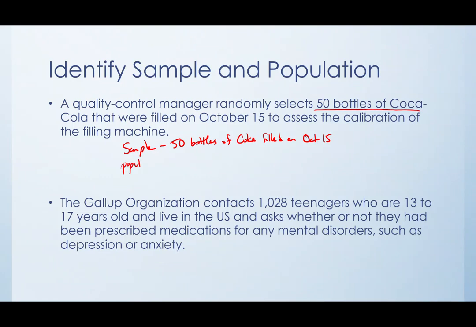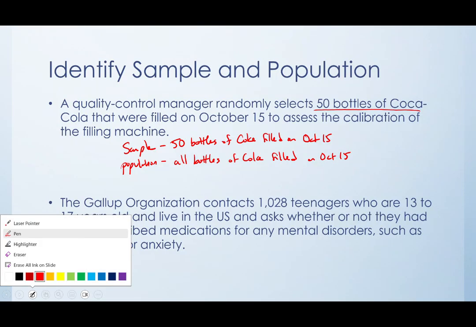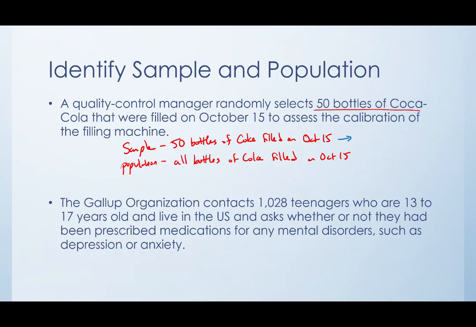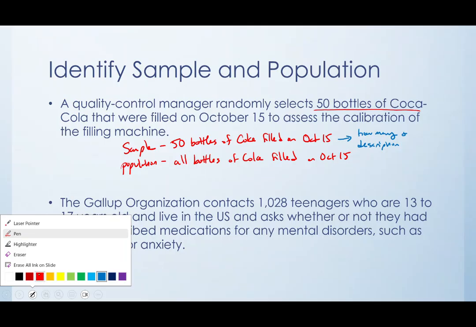The population is the larger group that the sample is selected from, so this would probably be all bottles of Coke that were filled on October 15th, right? So you'll notice that the sample is going to have almost always how many, so you have to have a number in there and a description of what the individuals are. All right, so we need both of those things. For the population, you need the description. You won't always have the size of the population.